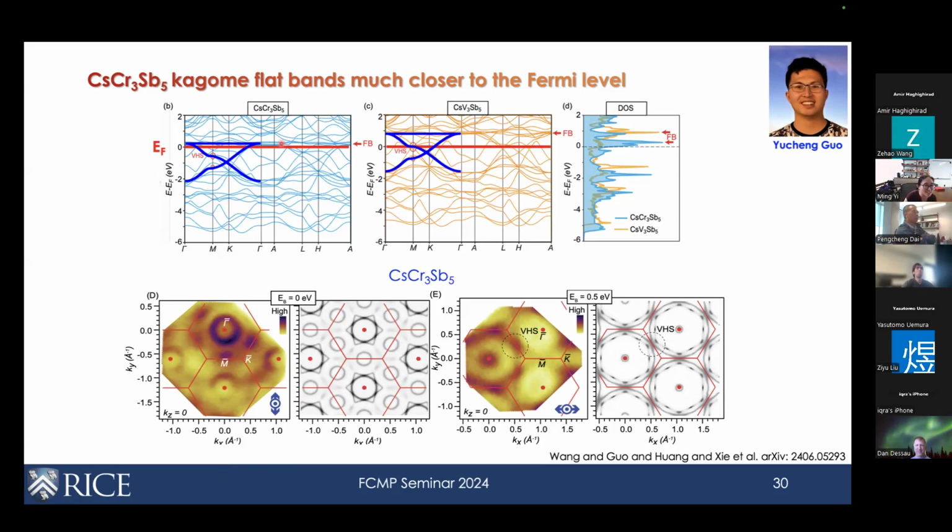So for one example, according to DFT, the flat bands are actually not quite there at the Fermi level, but experimentally we actually see them to be much closer to the Fermi level. That could be one possibility. For the vanadium case, I think the DFT does a pretty good job at describing exactly where the bands are. So I think for the chromium one, the fact that the flat bands are much closer to the Fermi level could possibly be a contribution to the larger Sommerfeld coefficient. That's just speculation on my part.